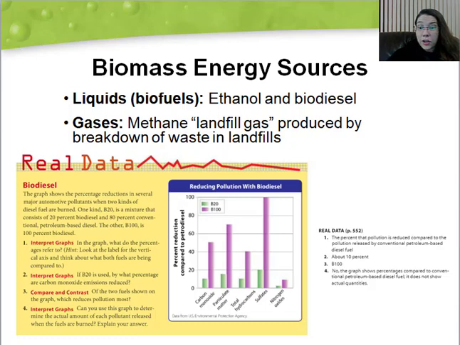And number four, interpret graphs. Can you use this graph to determine the actual amount of each pollutant released when the fuels are burned? Explain your answer. So no, we cannot. The graph shows percentages compared to conventional petroleum-based diesel fuel. It does not show actual quantities. So we cannot determine the actual amounts because we are just given percentages, not a measurable amount.